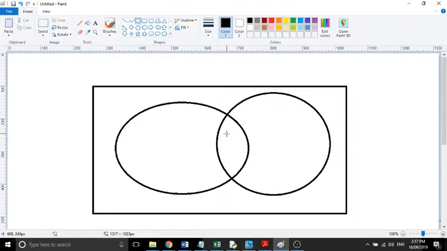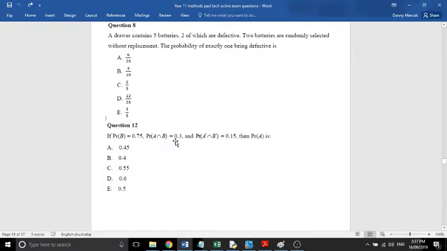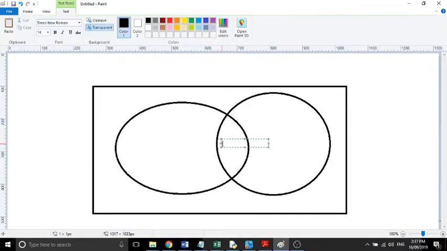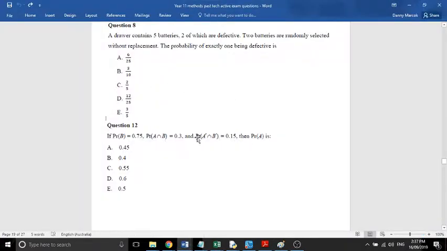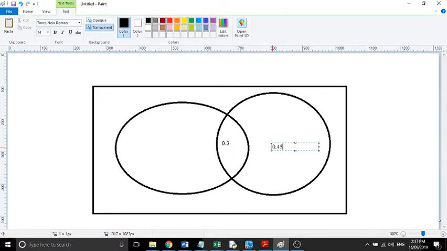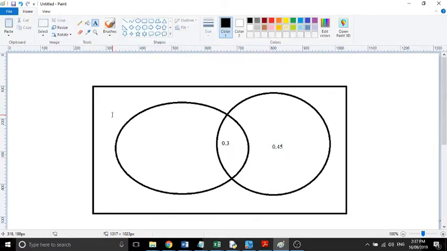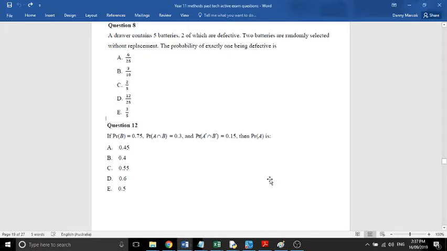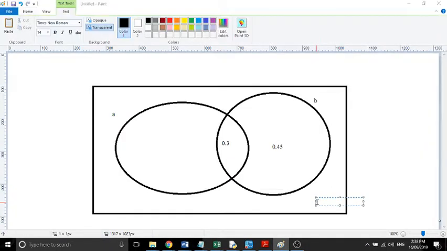So here's our Venn diagram. It tells us that 0.3 is our overlap. It tells us then that the probability of B is 0.75, so this has got to be 0.45. This is A, this is B. Now it tells us that the probability of not A and not B, so that's everything apart from A and B, has got to be 0.15.